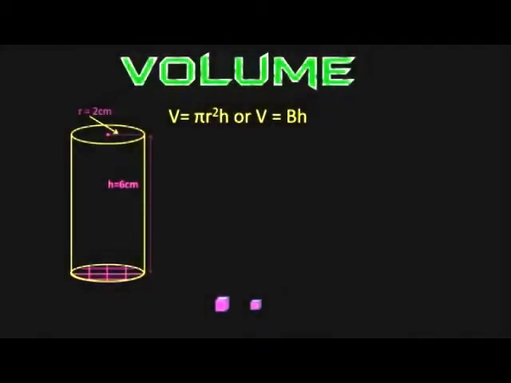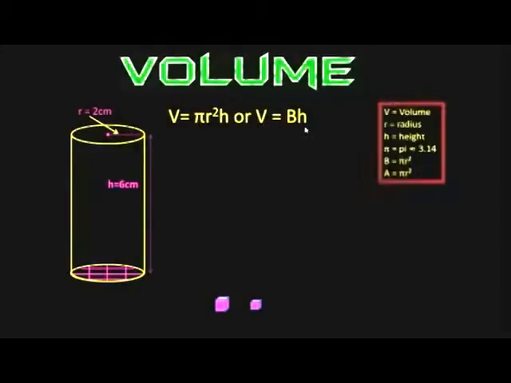Hello, this Mathmotor video is going to be going over how to find the volume of a cylinder. And we use this handy formula here that states that the volume of a cylinder is equal to pi times the radius squared times height, or also commonly used is volume is equal to base times height.